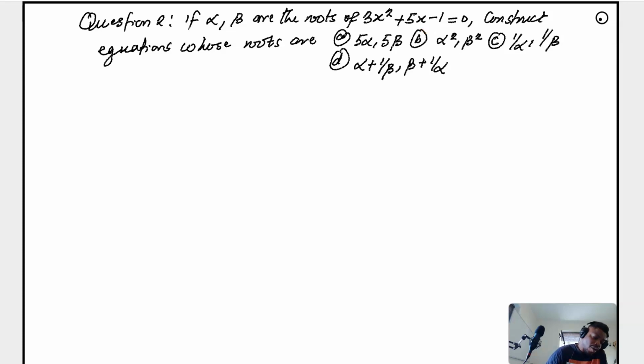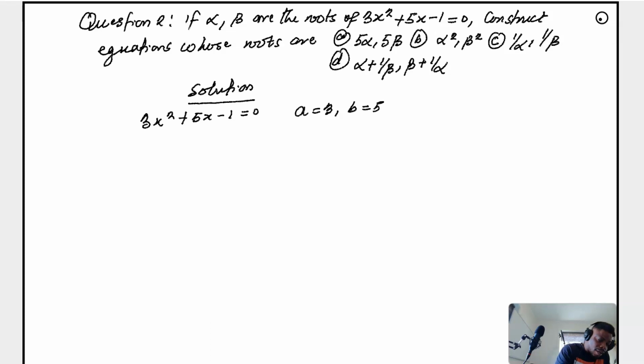Now, question 2. If alpha, beta are the roots of the equation 3x squared plus 5x minus 1 is equal to 0, construct equations whose roots are this. The first thing you need to do here is to identify your a, b, and c from the quadratic equation given to you. So the quadratic equation given to us is 3x squared plus 5x minus 1 is equal to 0. So my a is 3, my b is 5, and my c is minus 1.